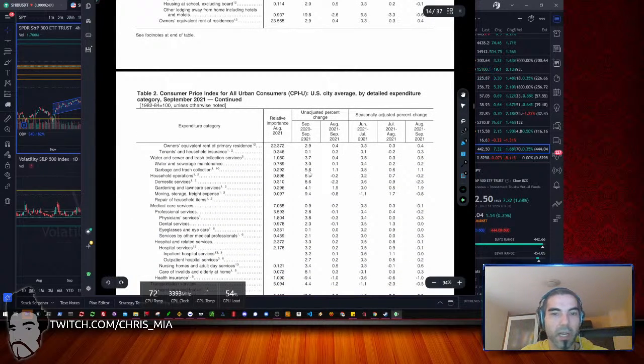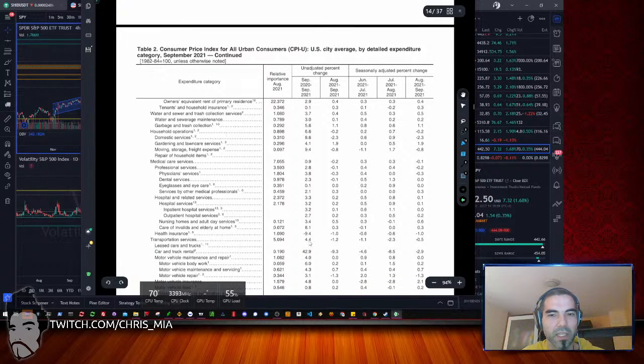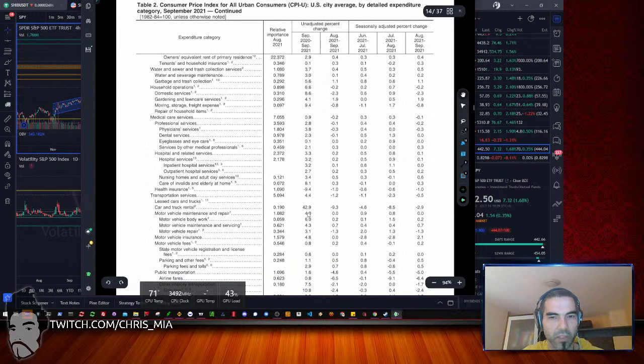Water going up, household operations, domestic services, gardening, repair, dental services. So a lot of services are pretty consistent. They're not so crazy up. Health insurance going down. Interesting, 10% almost. Vehicle maintenance and repair. Big issue here. Probably because of parts. Or maybe potentially labor is increasing because people need more money.